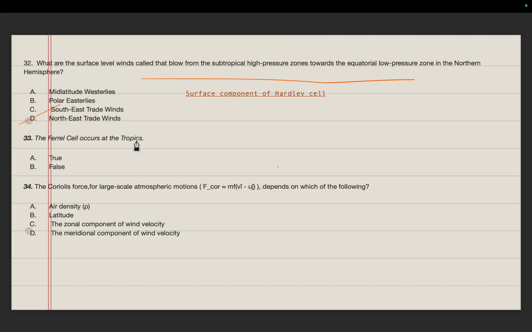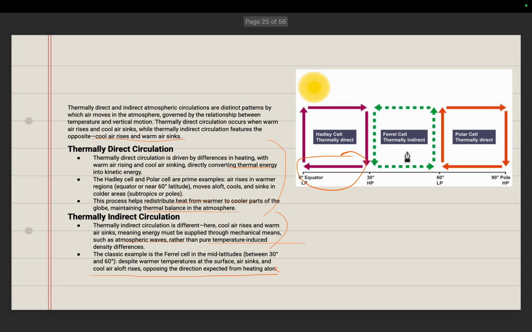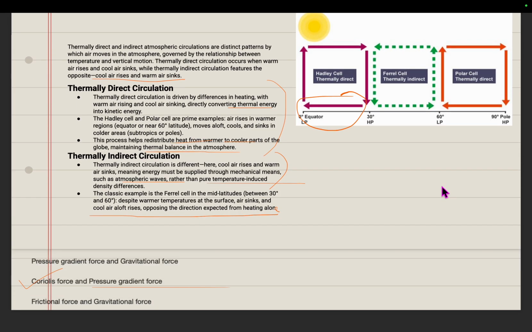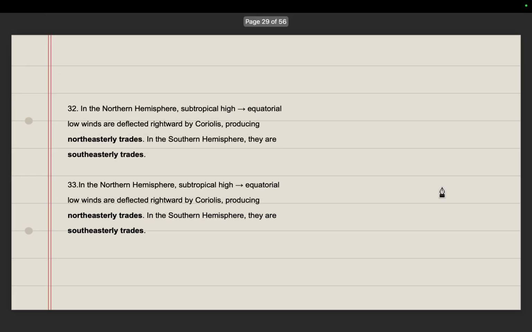Now question 33. Ferrel cell occurs at tropics. Is this statement true or false? This is false. You can see this Ferrel cell is here at 30 to 60 degrees, not in the tropical region. So question 33 is false.